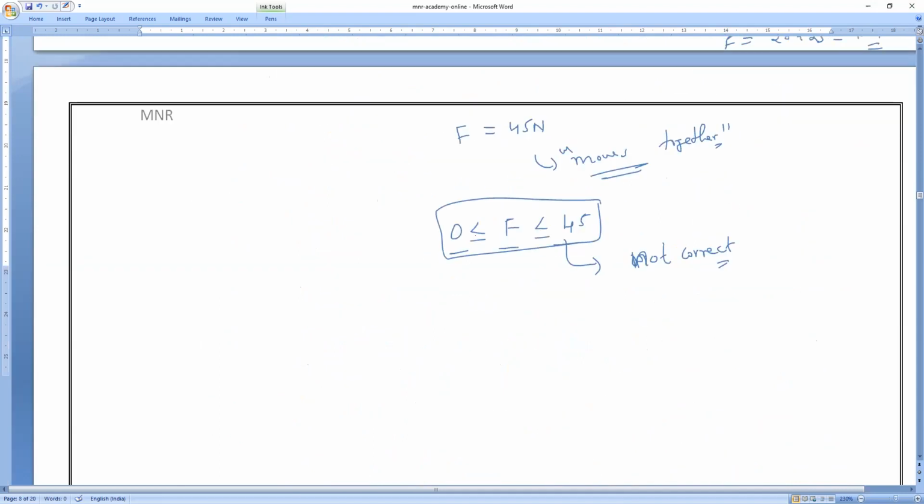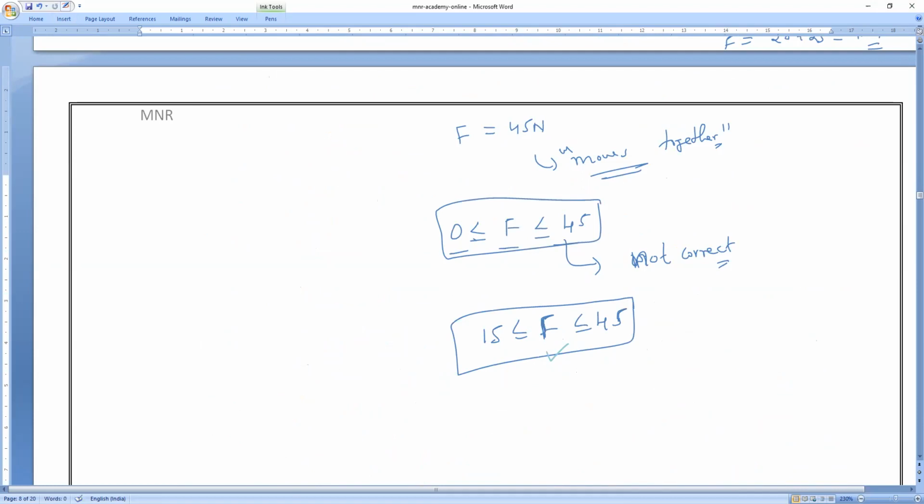Which means the range does not start from 0. The range starts from where, guys? The range starts from 15 newtons to 45 newtons. This is a very important point. Brothers, any doubt still here? Understand? That is what you have to remember.